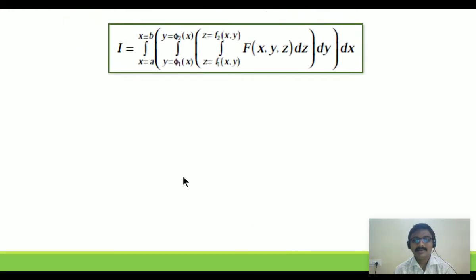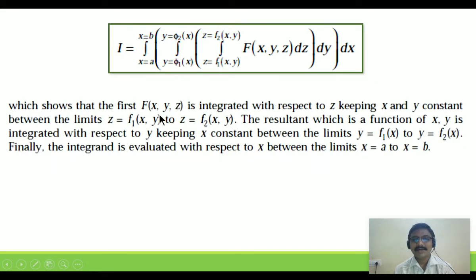That is, I is the integral from x equal to a to x equal to b, y limits phi1 of x to phi2 of x, z limits f1 of x,y to f2 of x,y, the integrand function is f(x,y,z), and the order is dz dy dx, which shows that first f(x,y,z) is integrated with respect to z, keeping x and y as constant. The most inner integral is integrated with respect to z.